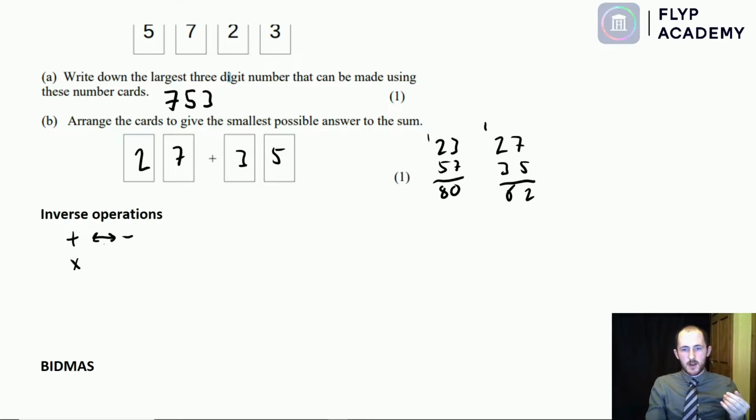Likewise, you have times is opposite to divide, and divide is opposite to times. The last one would be using a power and then the rooting. So a power is opposite to a root. So for example, squaring is opposite to square rooting.